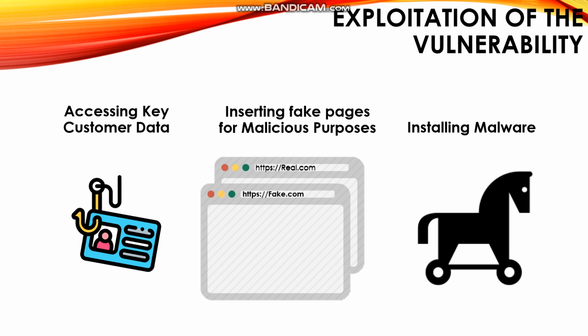Finally, the most simple and obvious example of exploiting this vulnerability would be the installing of malware, like a Trojan. You could just place it in place of any link, and it would install on said person's computer.